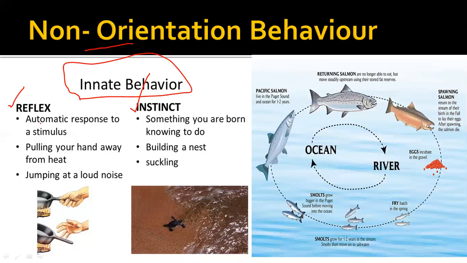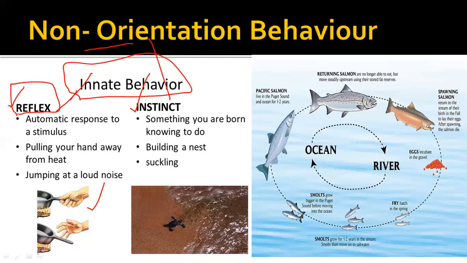Reflex is an automatic response. These are the two types of non-orientation behavior. An automatic response to any type of stimulus is a reflex, and most of the time our nervous system responds to this type of reflex. For example, pulling our hand away from heat, jumping at a loud noise, like when we shout at somebody and they get a shock. And for example, if any food particle or water sticks in our throat or larynx, we start to cough. That is a reflex.